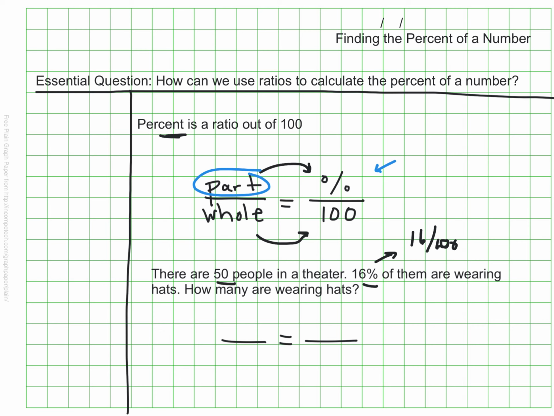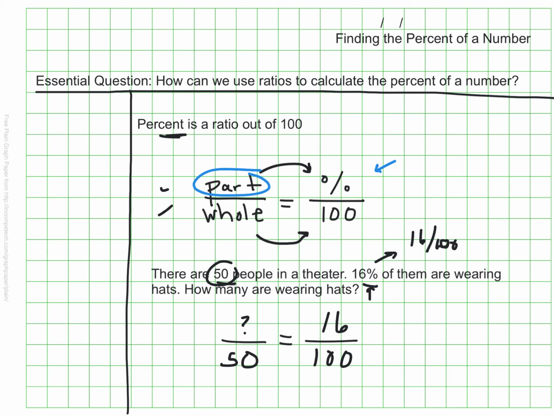I have to think about what it is I know, right? What I know is that the whole group is 50. So I'm coming up here and I'm looking at my original setup. My whole goes on the bottom here. So the whole number of people is 50. I also know that 16% of them are wearing hats. So I know that that's out of 100. And I know that it would be a ratio of 16 out of 100 were there to be 100 people there. What I don't know is this. I don't know the part, the actual number of people.